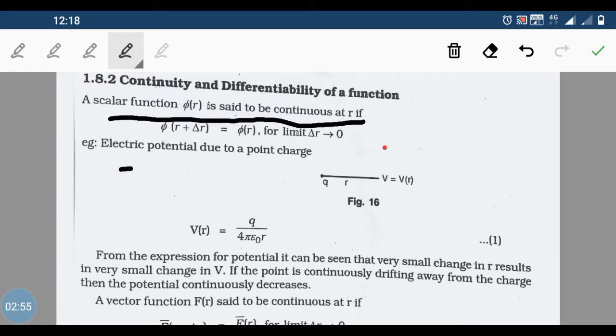As an example, we can take the case of electrical potential due to a point charge, where the expression for potential is V is equal to Q divided by 4 pi epsilon 0 into R. That is, a very small change in R results in a small change in V. If R increases, then the potential continuously decreases. So if phi of r plus delta r is equal to phi of r, then we can say that the scalar function is a continuous one.